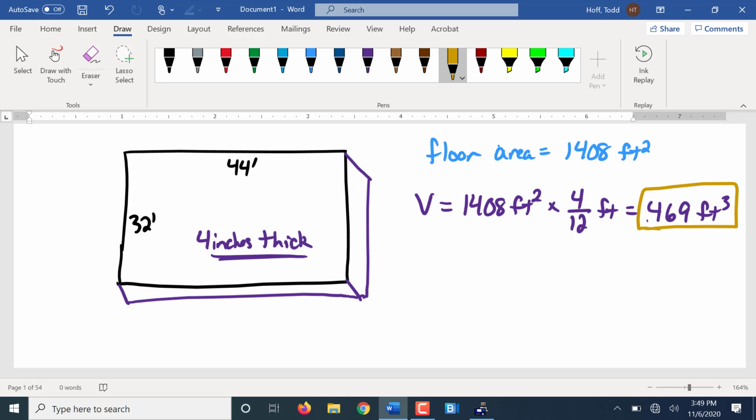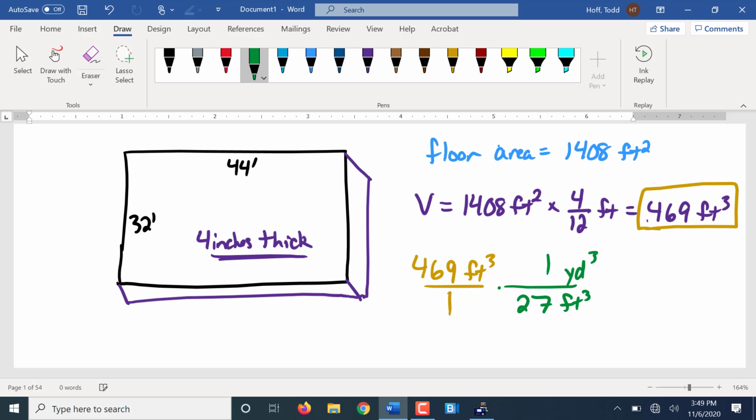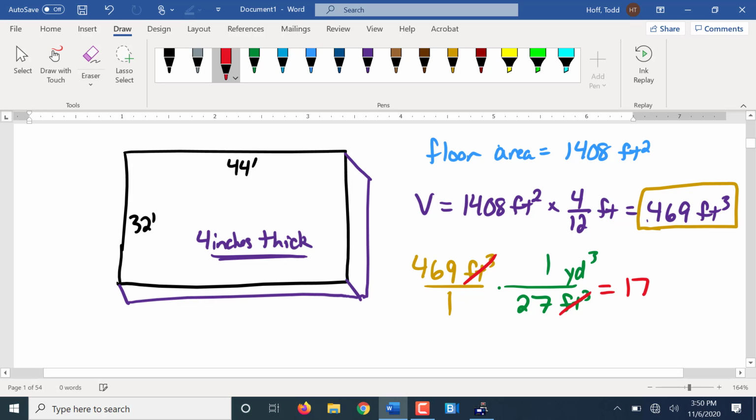Let's convert that into cubic yards. What's the conversion factor? 27 cubic feet in a cubic yard, correct. So those cubic feet cancel out. So yes, 469 divided by 27 is 17.38 cubic yards.